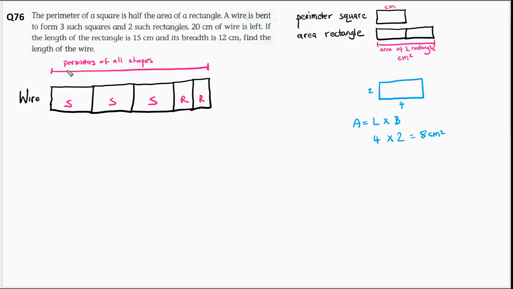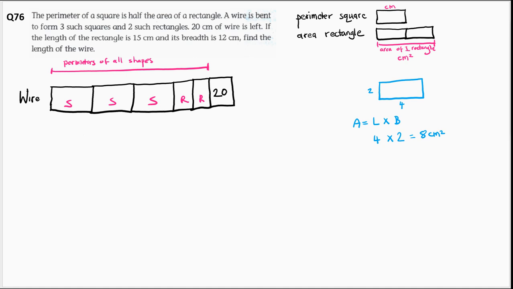And I said this part here because what I haven't drawn yet, because it says 3 such squares, 2 such rectangles, and 20 centimeters of wire is left. So I'm going to draw another bit of bar, and that has the value 20. All right, this is 20 centimeters. This part of the bar is the length of wire used to make the perimeters of all the shapes. And here we have 20.